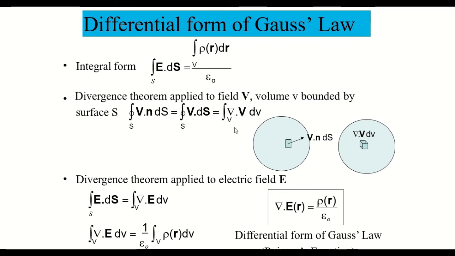This one, how can we write it? By the divergence theorem. If we apply the divergence theorem over here, then we can write the integration over volume of nabla dot E dV. So nabla dot E dV is equal to 1 by epsilon naught rho(r) dV. Therefore, nabla dot E is equal to rho by epsilon naught.